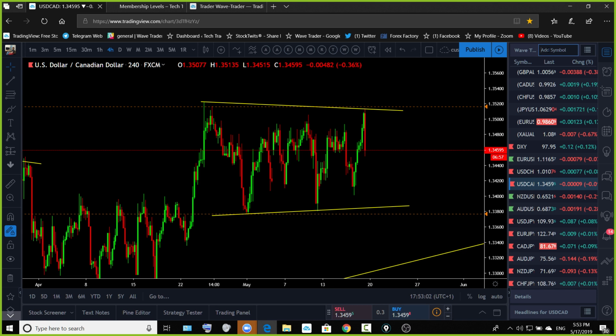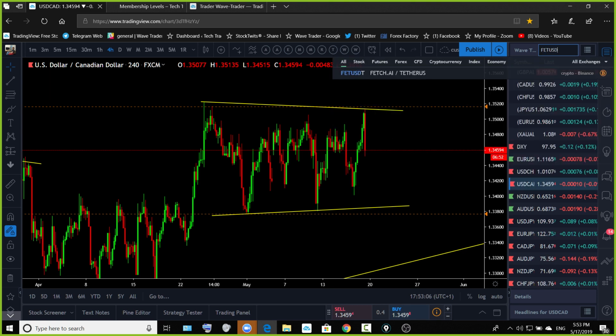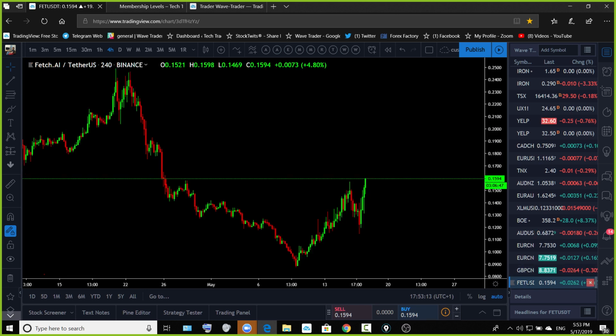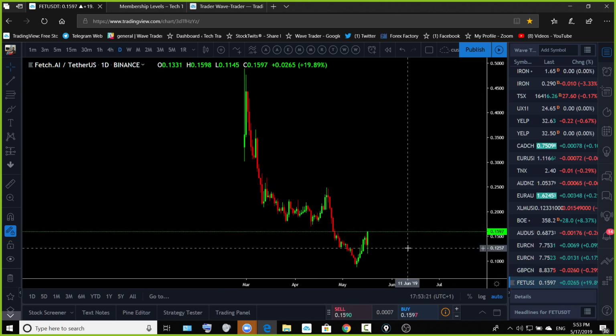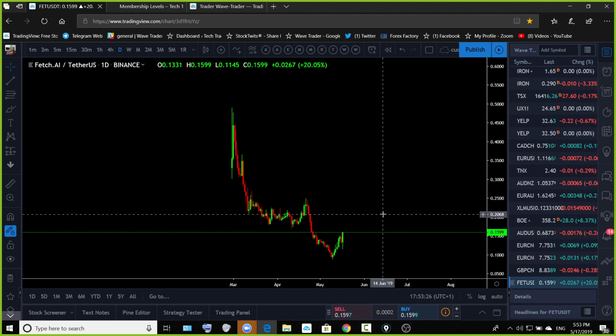FET and dollar, FET. All right, so make sure you spend your money on coins that have potential. Don't blindly choose those coins which do not have the potential.